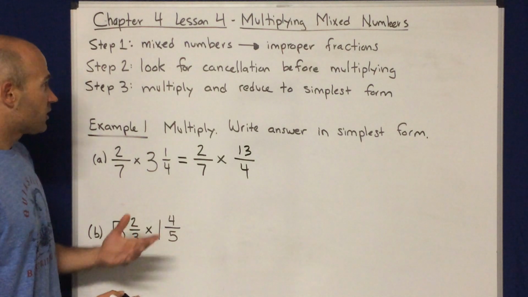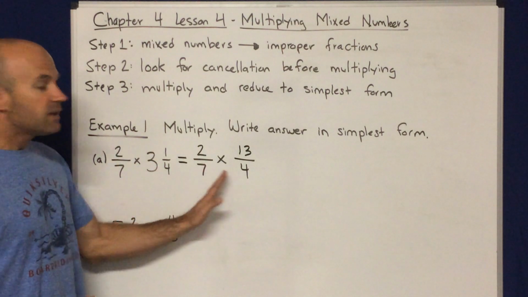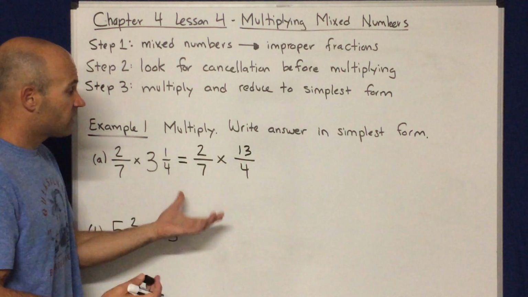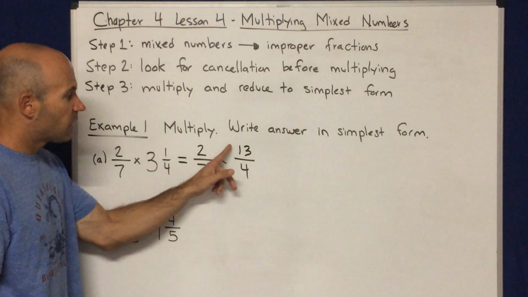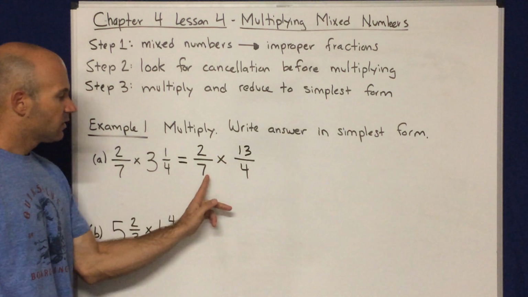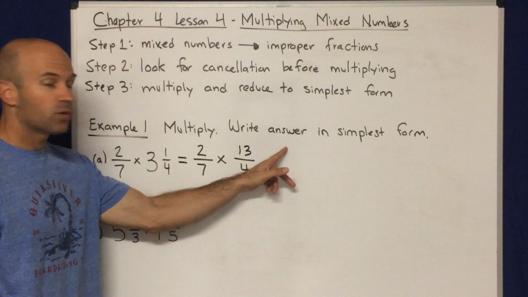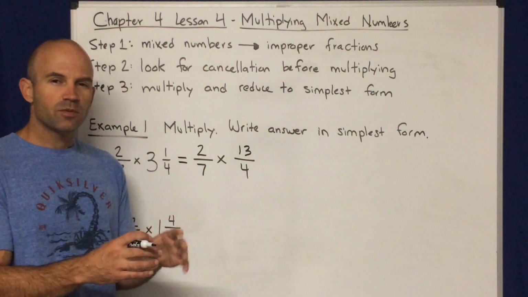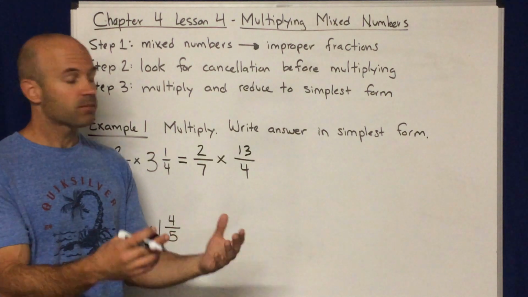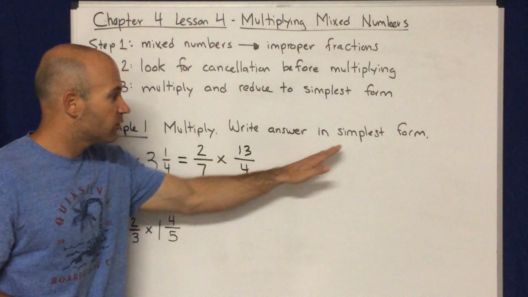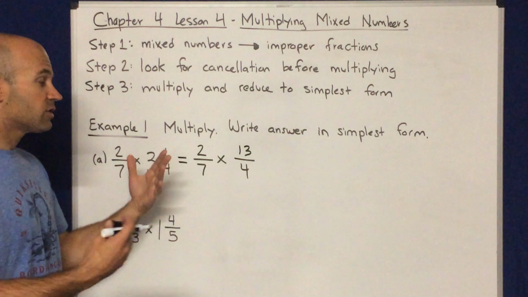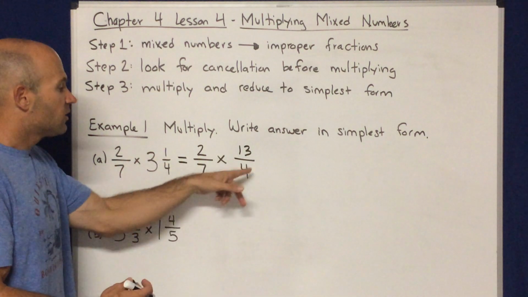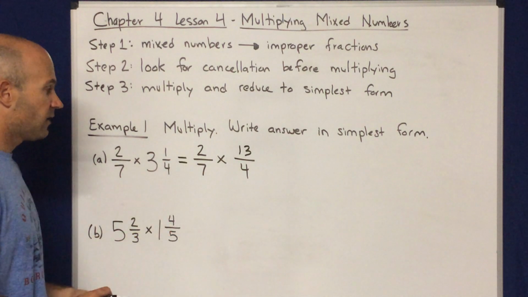The next step that I suggested is to look for any cancellation before multiplying. So one could go ahead and multiply these fractions together at this point and get 2 times 13, so 26, 7 times 4, so 28. So 26 over 28, that would be fine. But then it turns out that answer wouldn't be in simplest form. And when we're asked to write something in simplest form and you're multiplying fractions together, it's better to do the cancellation before multiplying things out, it makes it easier.